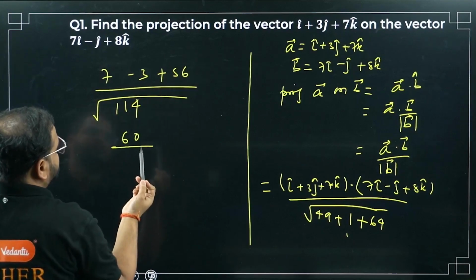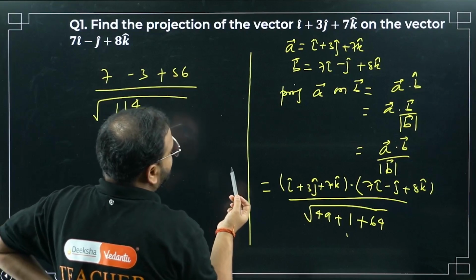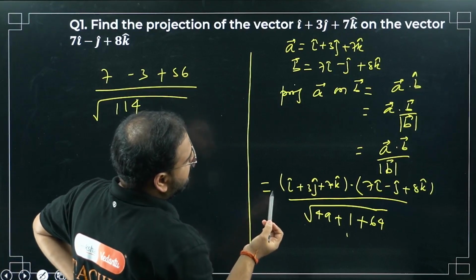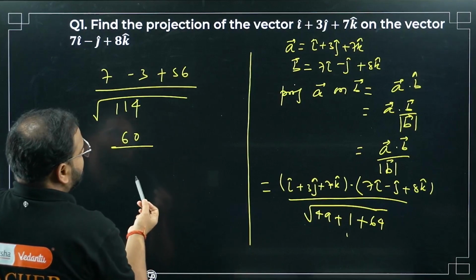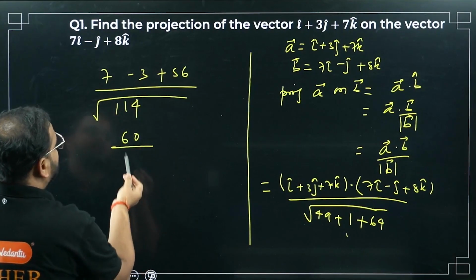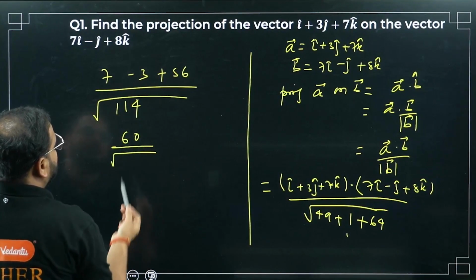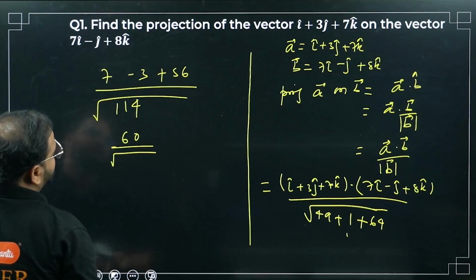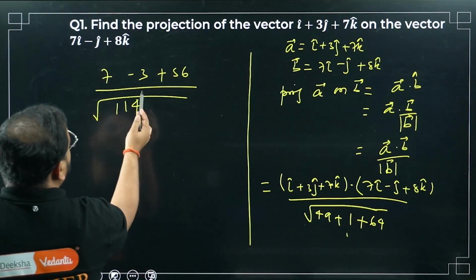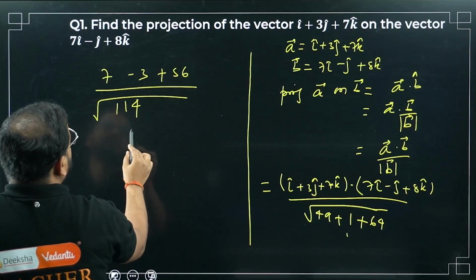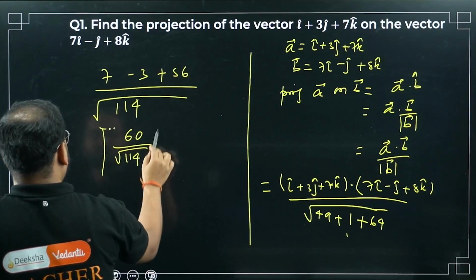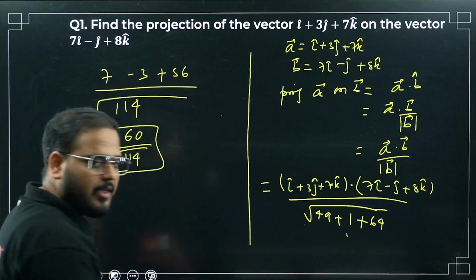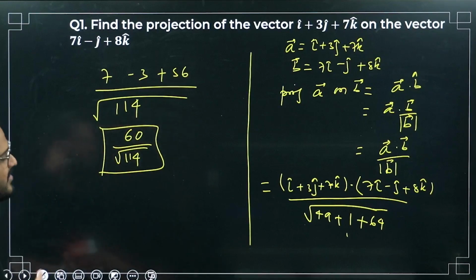60 upon what is it going to be? It's going to be 114. 7 minus 3 is 4, plus 56 is 60, upon 114. That is the final answer. Have a look. Yes, moving on. Question number 1 is done. Very simple problem. Just know this property.